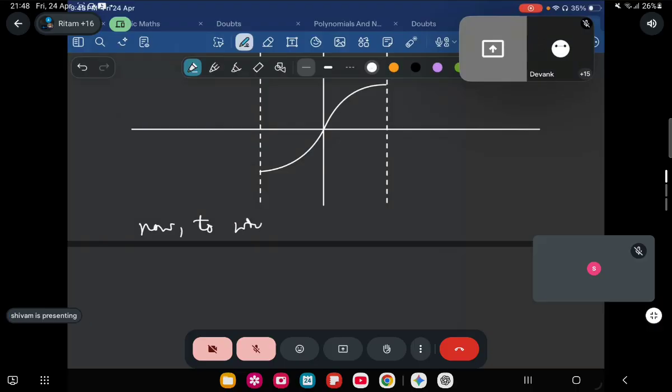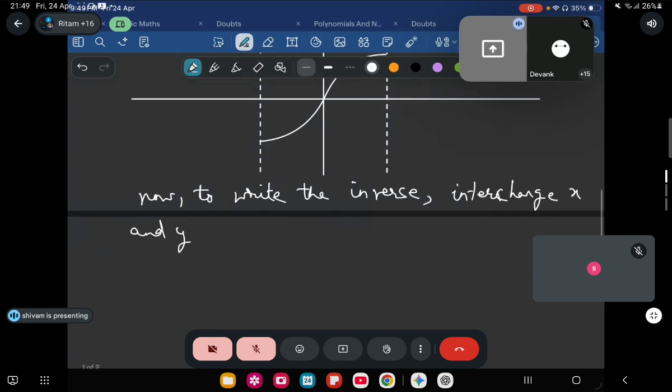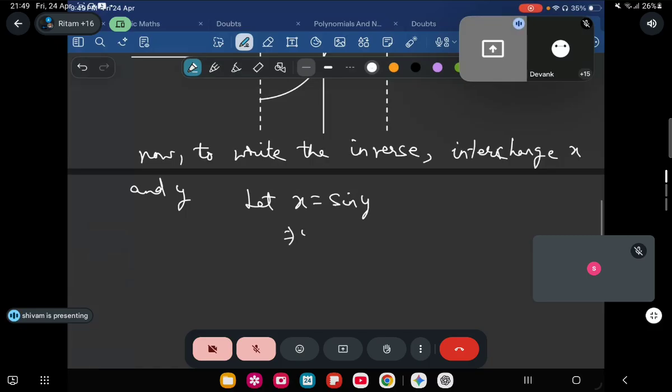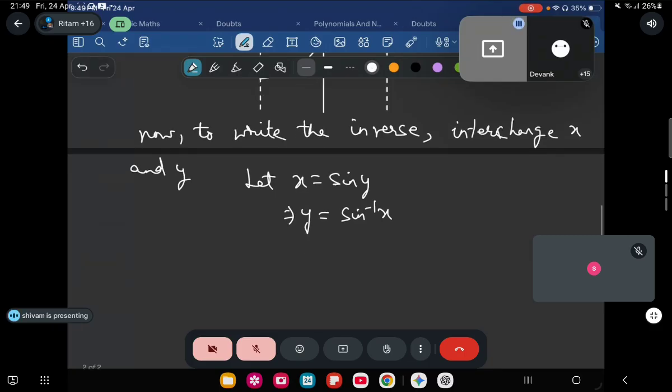Next, to write the inverse. Last day I had taught you how to write down the inverse of a function. You have to interchange x and y and solve for y. What do we get? Let x equal to sine y. So from here, y will be equal to sine inverse x. This is how you define the inverse of a function: sine inverse x, or you can say arc sine x.